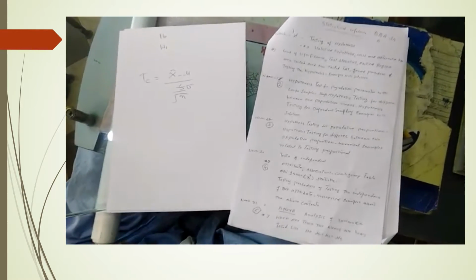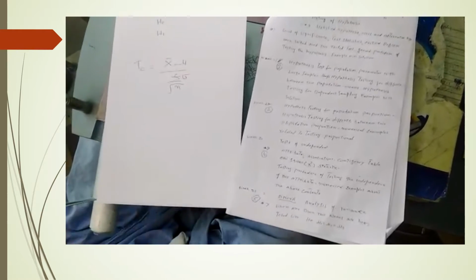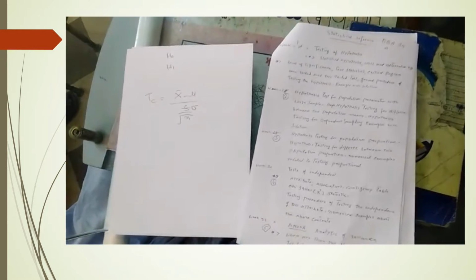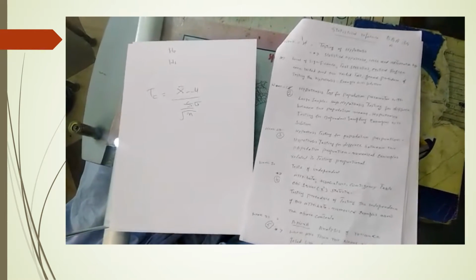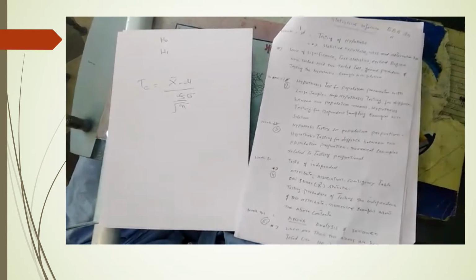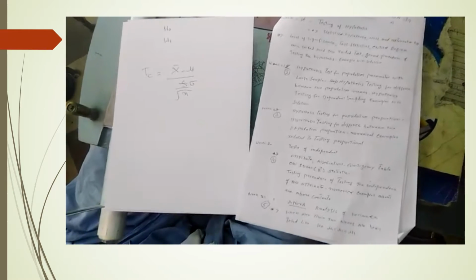The formula of t is equal to x bar minus mu over s over root n for the t-test, where x bar is the sample mean, mu is the population mean, sigma is the standard deviation of the population, and n is known as the sample size.